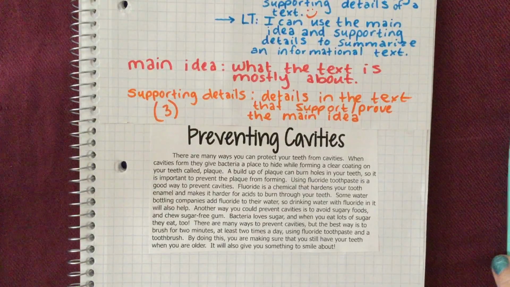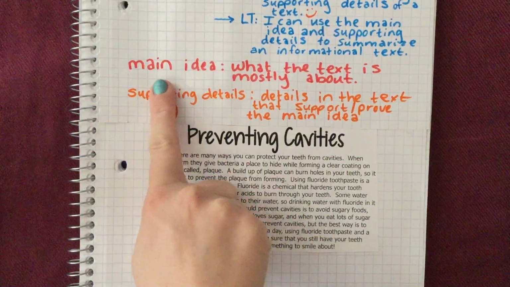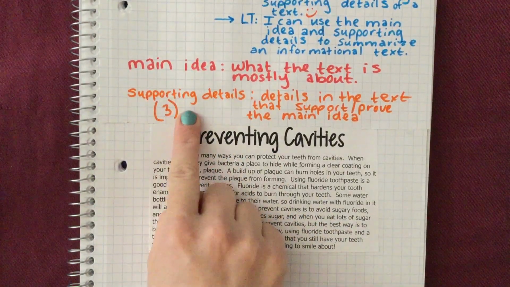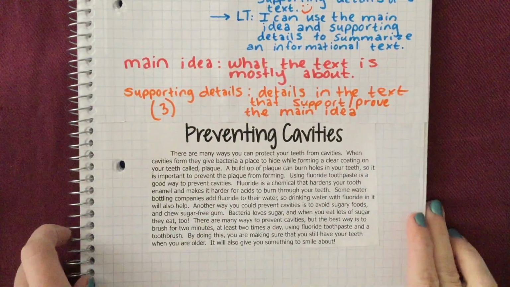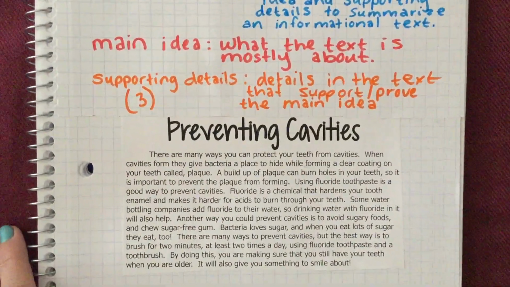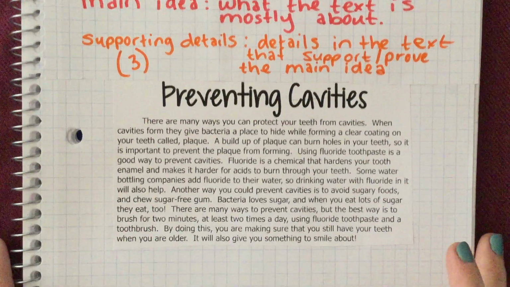And remember, our questions today are, what is the main idea? And what are at least 3 supporting details that we can choose from? So let's go ahead and get started with Preventing Cavities.